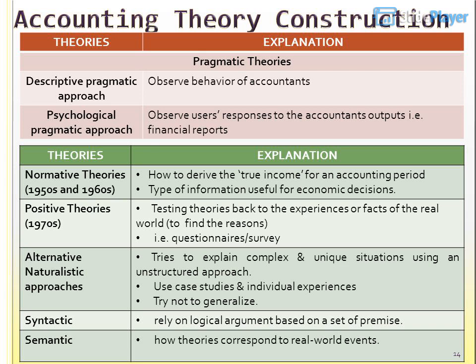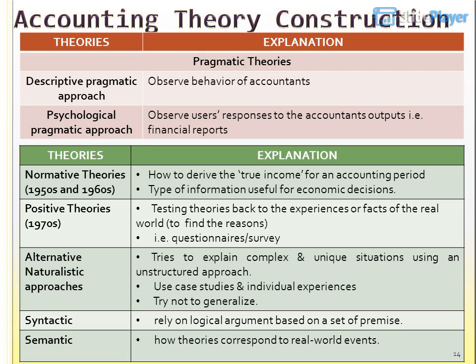Normative theories address how to derive the true income for an accounting period and the type of information useful for economic decisions. Positive theories, 1970s: testing theories back to the experiences or facts of the real world, to find the reasons, i.e. questionnaires or surveys.